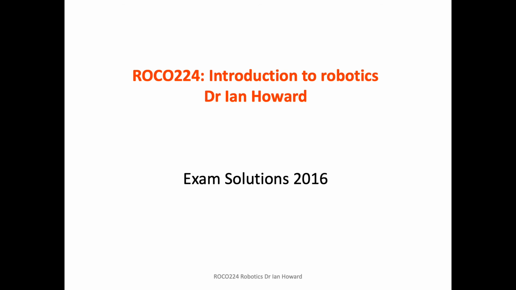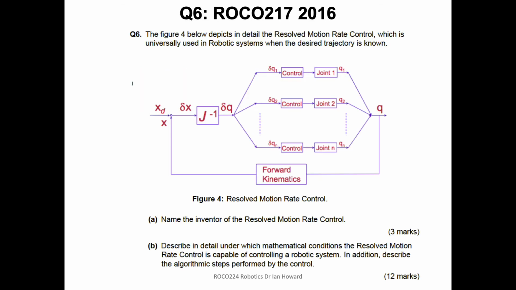So here is an exam question for 2016. The question is regarding the resolved motion rate controller, which is universally used in robotic systems when we know what the desired trajectory is, and it can then be used to ensure that the endpoint of a robotic arm actually follows the desired trajectory. The question is just, who came up with this, and then describe under which mathematical conditions the resolved motion rate controller is capable of controlling a robotic system, and the algorithmic steps performed by the controller.